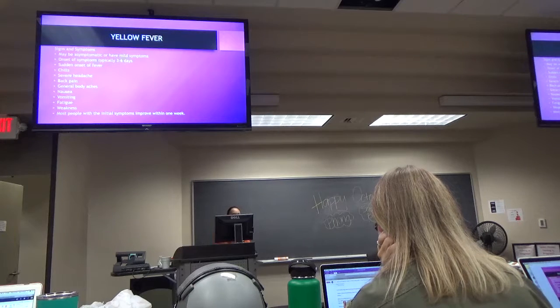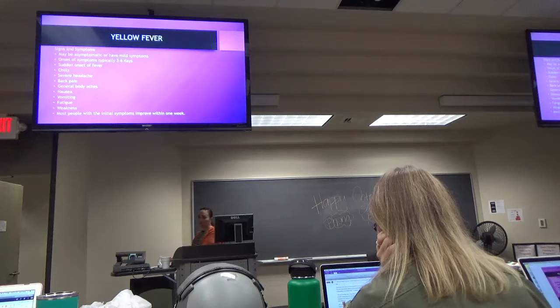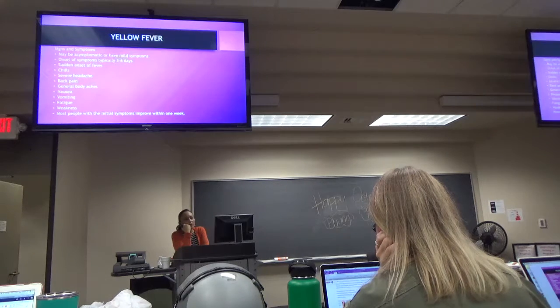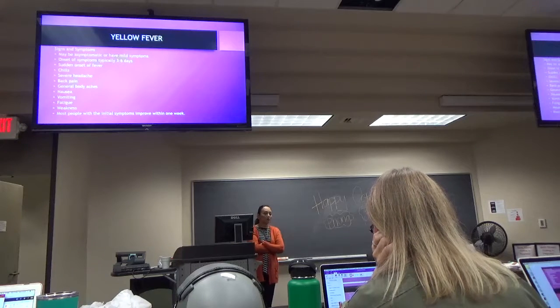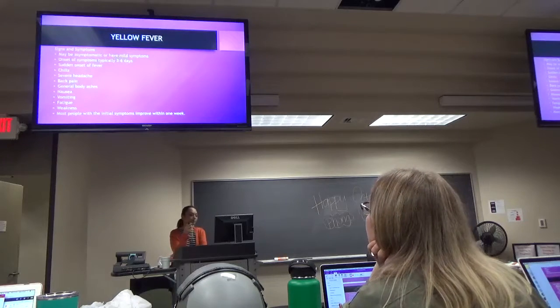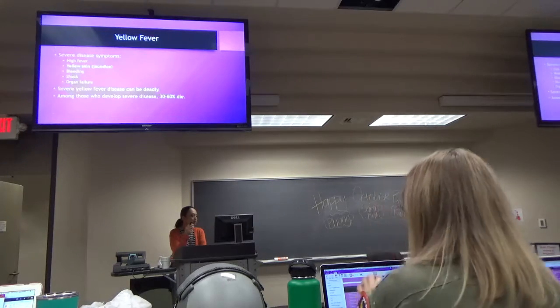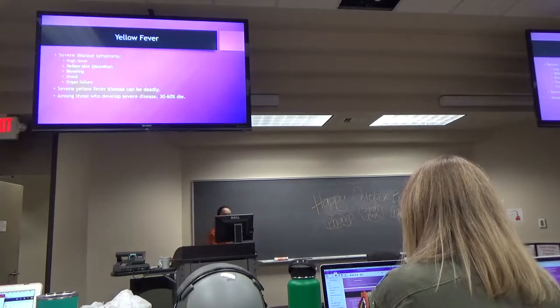Signs and symptoms, again, they may have mild symptoms or none at all, maybe a viral fever illness. Some of these people can eventually develop a hemorrhagic illness as well. They'll have black vomit or hematemesis, and then it can become yellow with jaundice. This one affects the liver, that's why they become jaundiced. So we're talking about high fever, jaundice, bleeding, shock, organ failure.